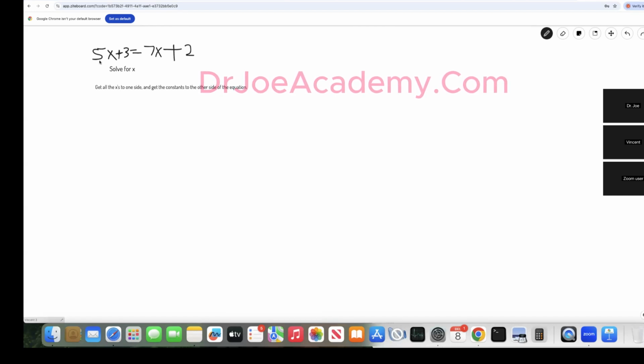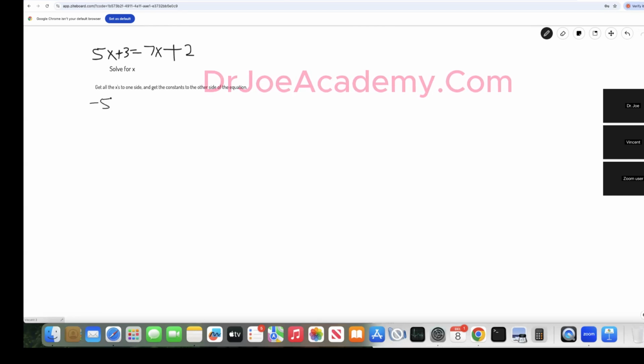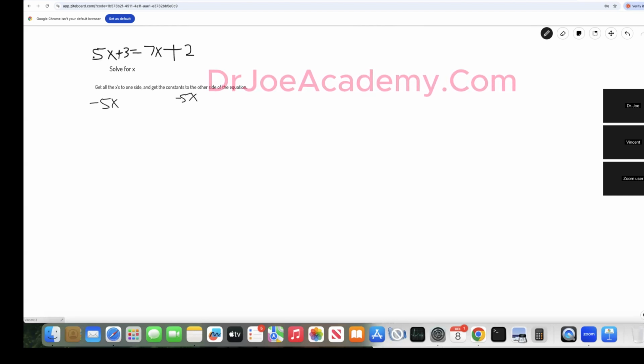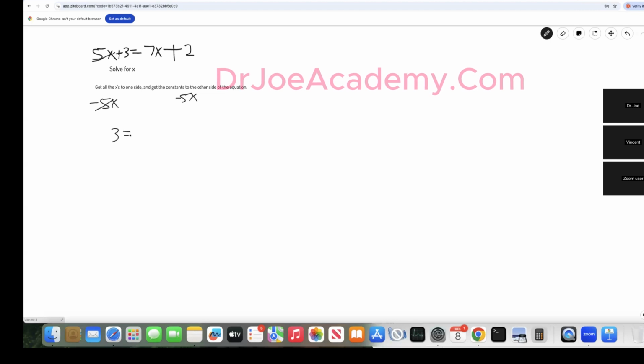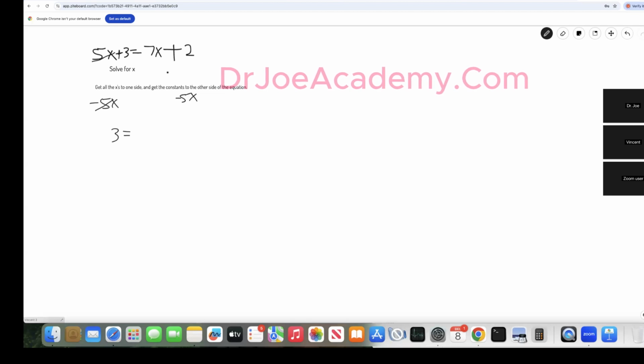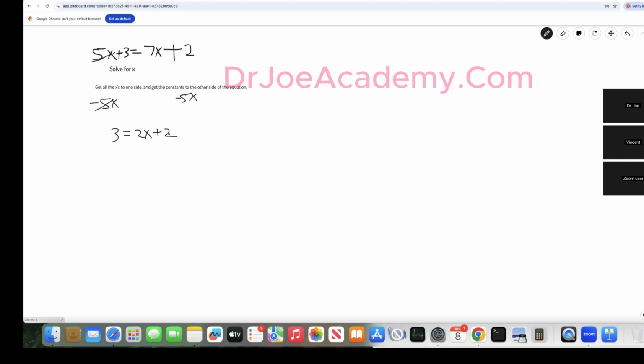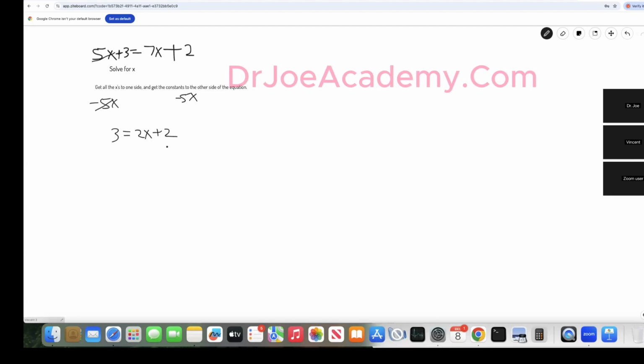So we might subtract 5x from both sides, right? So minus 5x on this side and minus 5x on this side. When we do minus 5x on the left side, it cancels. 5x minus 5x is 0. So we get 3 equals 7x minus 5x, which is 2x, plus 2. Now we have all the x's on the right side, so we want to get the constants on the left side.